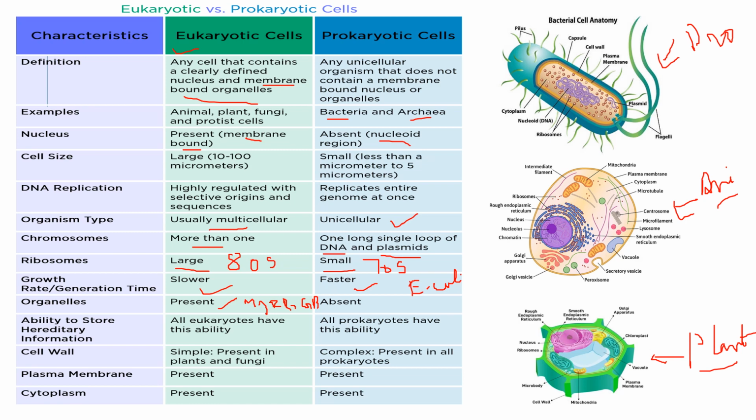Ability to store hereditary information: all prokaryotes have this ability. Because genetic material is present, whether we are talking about eukaryotes or prokaryotes, they have the ability. Cell wall is present only in plants and fungi. In protists and Animalia, the cell wall is absent. In plants the cell wall is cellulose, and in fungi the cell wall is chitin. In prokaryotes the cell wall is also present and is made up of peptidoglycan, for example in bacteria. Plasma membrane is present in both prokaryotes and eukaryotes, and the cytoplasm is also present in both.